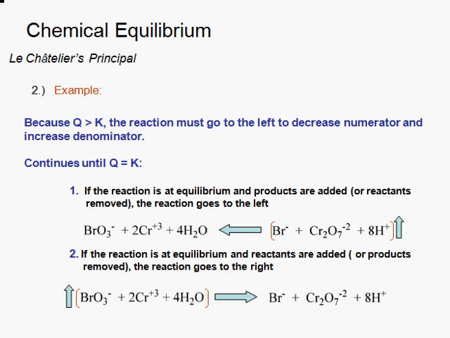Since Q is greater than K, the reaction must go to the left to decrease the numerator and increase the denominator. Continue until Q is equal to K. If the reaction is at equilibrium and products are added or reactants removed, the reaction goes to the left. Let's see with this reaction: BrO3 minus with Cr3 plus and 4H2O. Br minus, Cr2O7 and H plus: the product will increase, so it will go towards the reactant. If the reaction is at equilibrium and reactants are added or product removed, the reaction goes to the right.